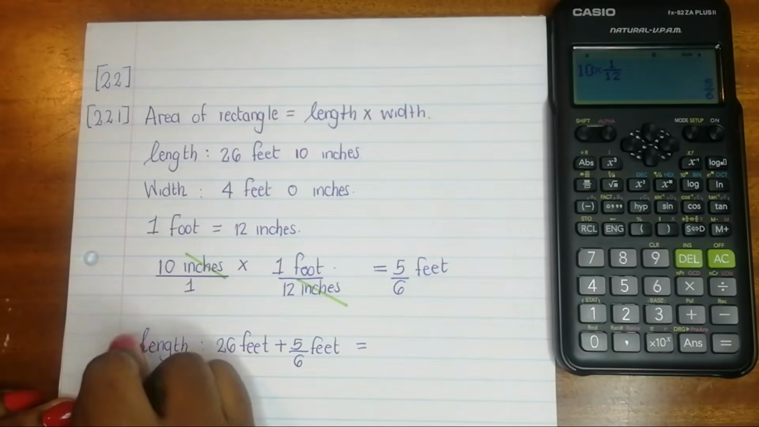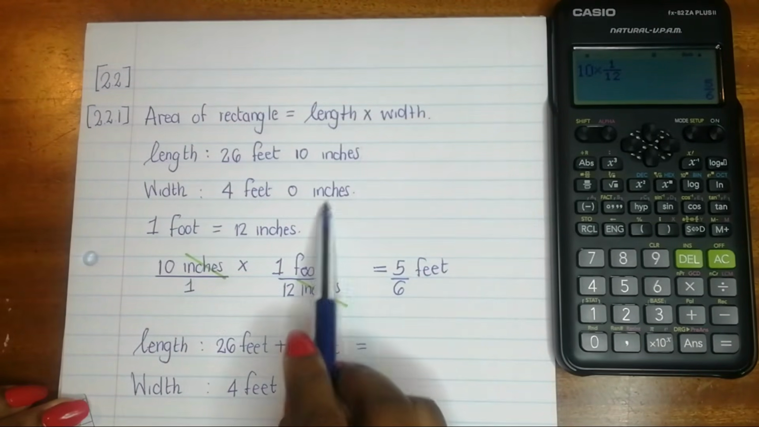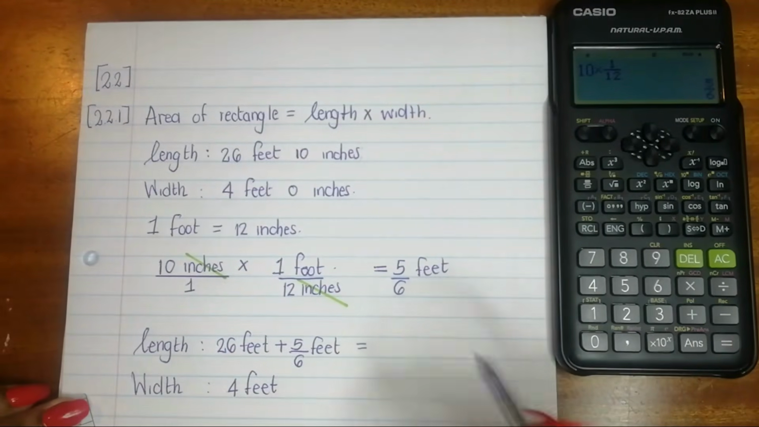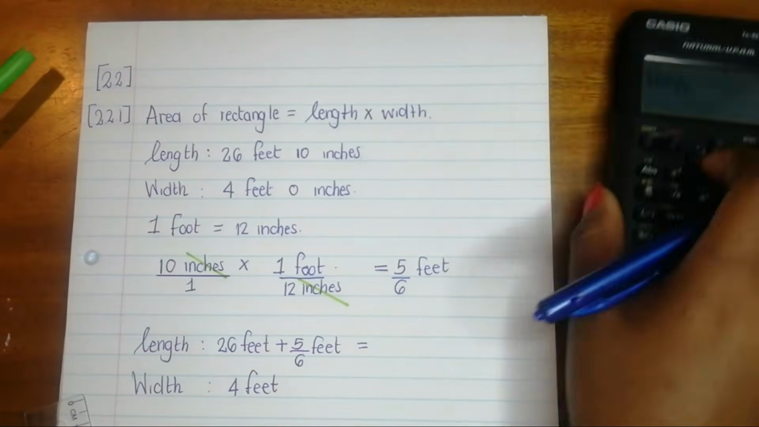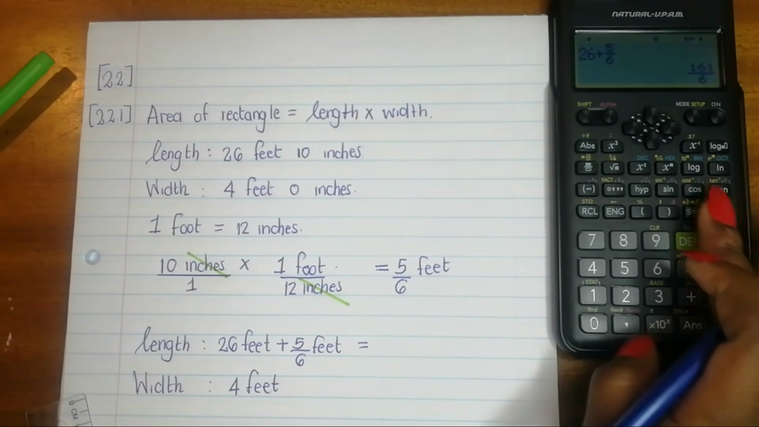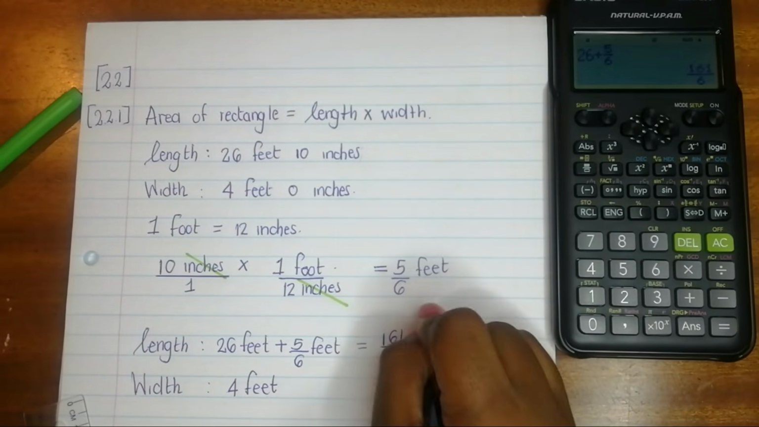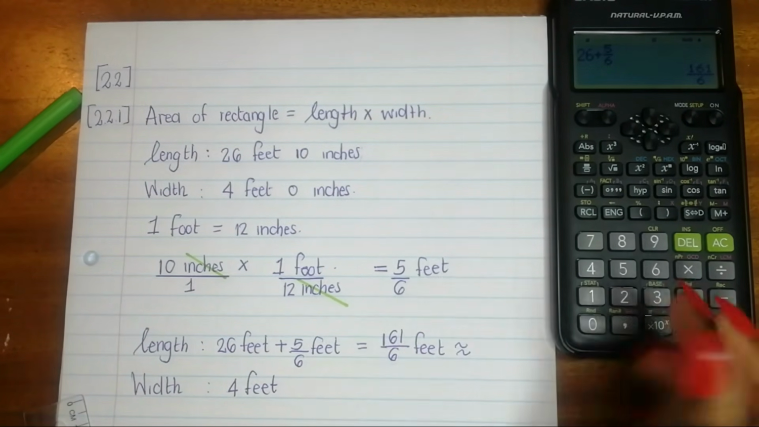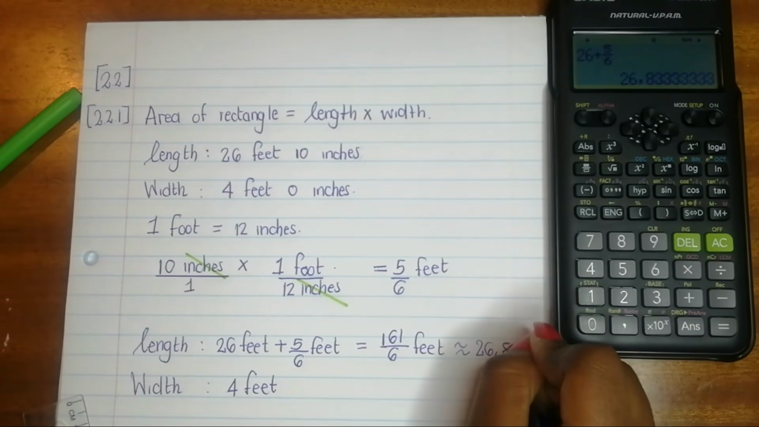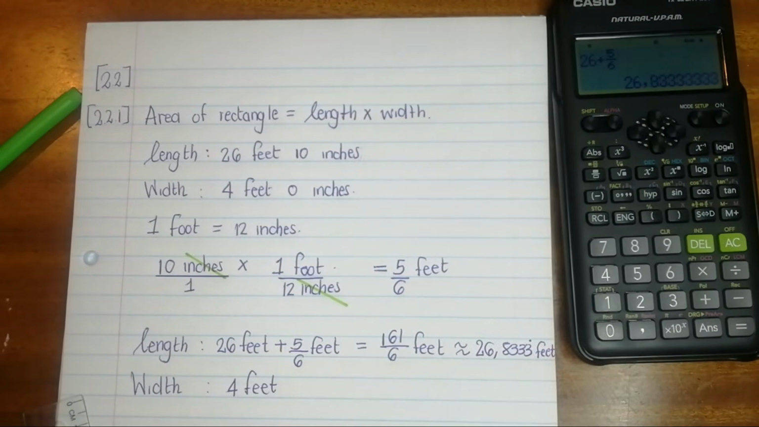And what is the width in feet? It is 4, because 0 inches is like saying there's no inches. So 26 plus 5 over 6 is equal to 161 over 6 feet, and that is equivalent to 26.8333 recurring feet. So that is our length.